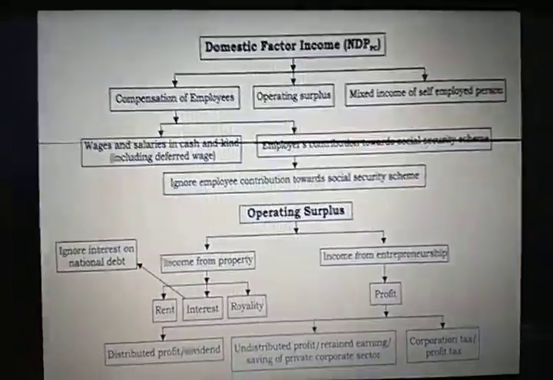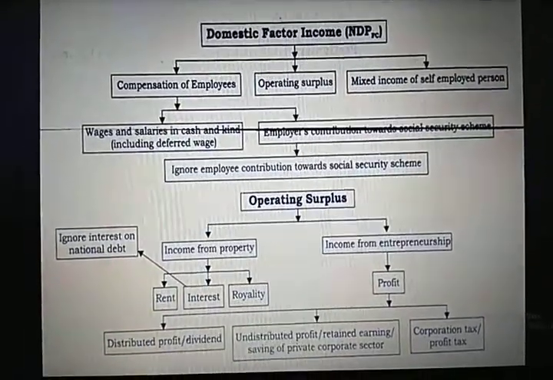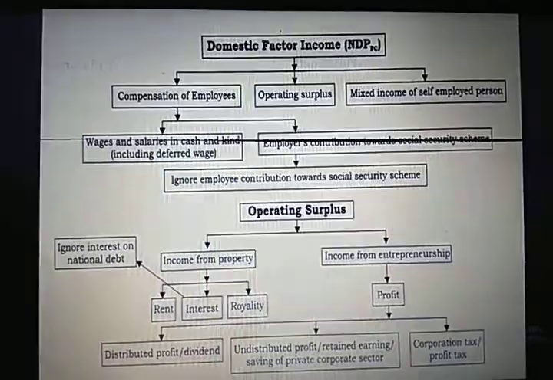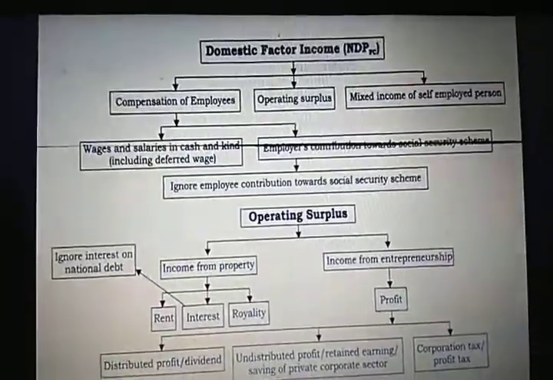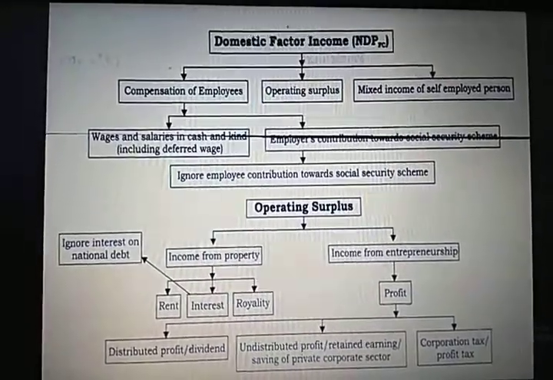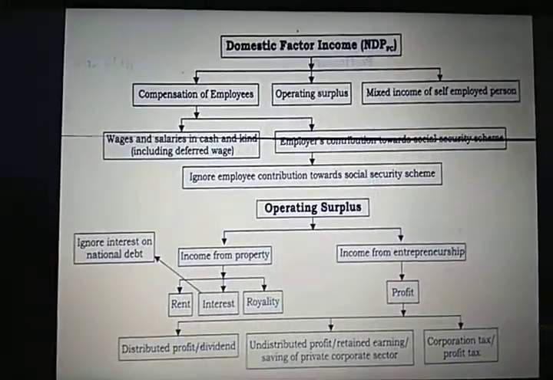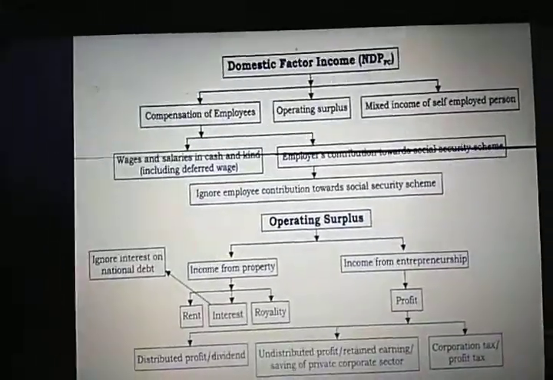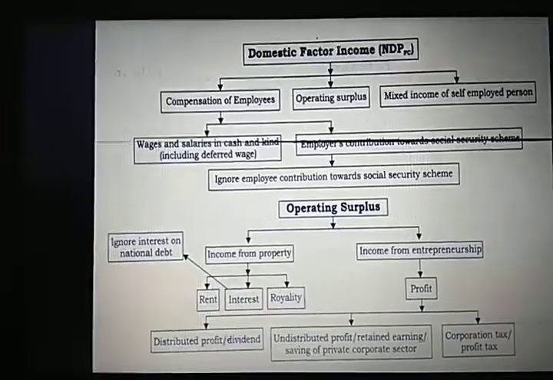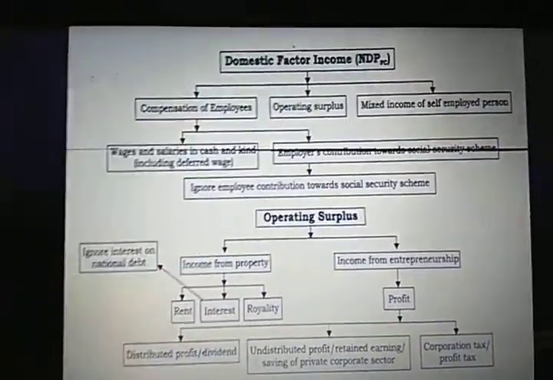Factor income is received by the factors of production, which are 4 in number, that is land, labor, capital and entrepreneur. Land gets in return rent, labor gets wages and salary, capital gets interest, and entrepreneur gets profit. So with the help of the income method, I am simply adding these 4 factor incomes in order to get NDP at FC, which is also known as domestic income.